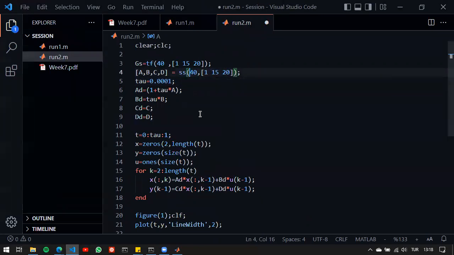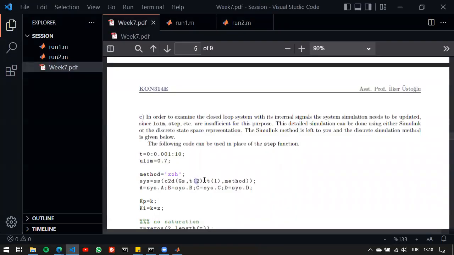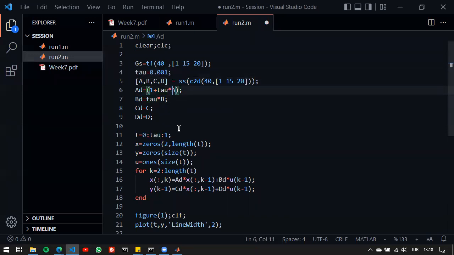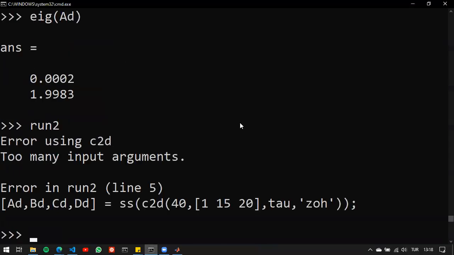So let's take a different approach. Let's use C to D here. Maybe that has something to do with it. And we've used 10 to the power of minus 3. Yeah, this should basically work, but let's see. Now here, I guess we won't use that anymore. And here we need the sampling time and the method zero order hold. Let's see.